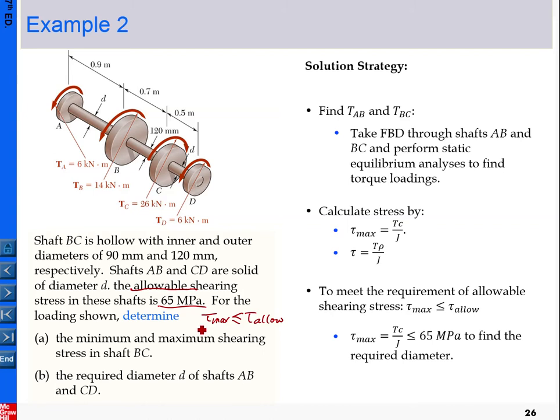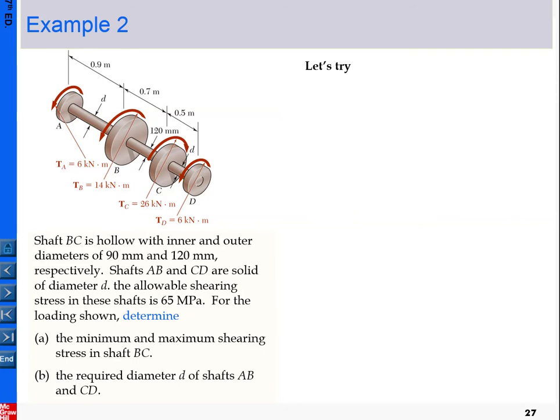To stick with this formula, the first thing we want to do is find the maximum shear stress in shaft BC. We ask whether the maximum is less than or equal to 65 MPa. That's our requirement. So what is tau? We know tau equals TR over J. Therefore, the maximum occurs wherever the maximum R value is.